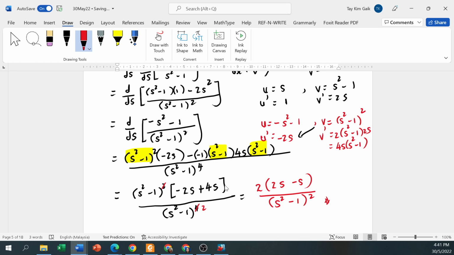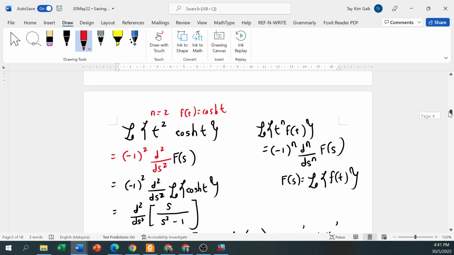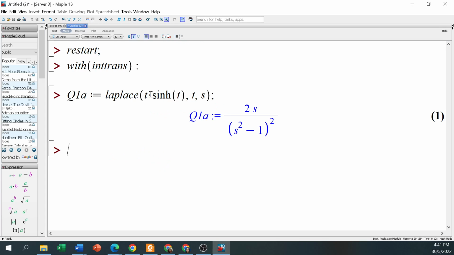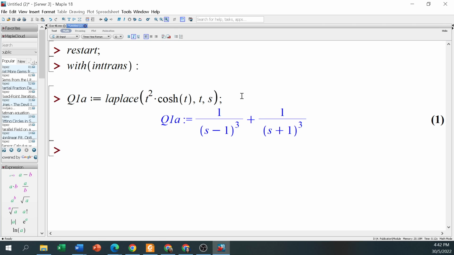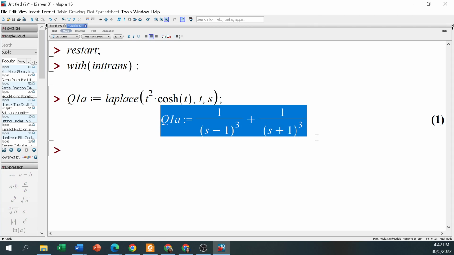So I obtain here this and this cancel, s squared minus 1 power 2. This one I factor out 2, so 4s minus 2s. Okay, let me check. Using Maple, this is the Laplace transform for t squared cos t. Not the same. Where is the difference?